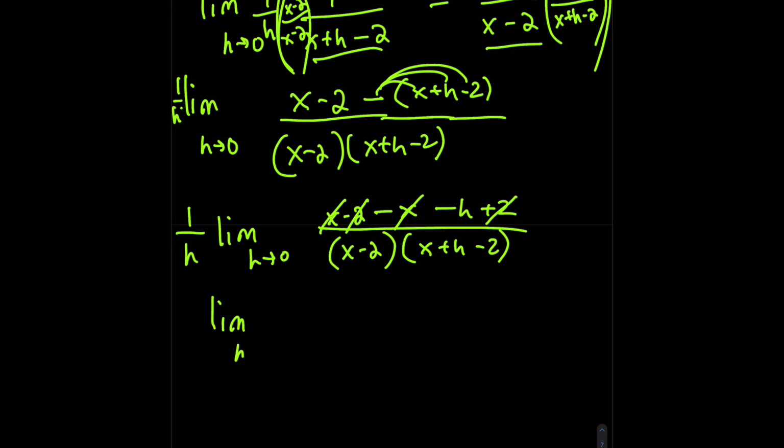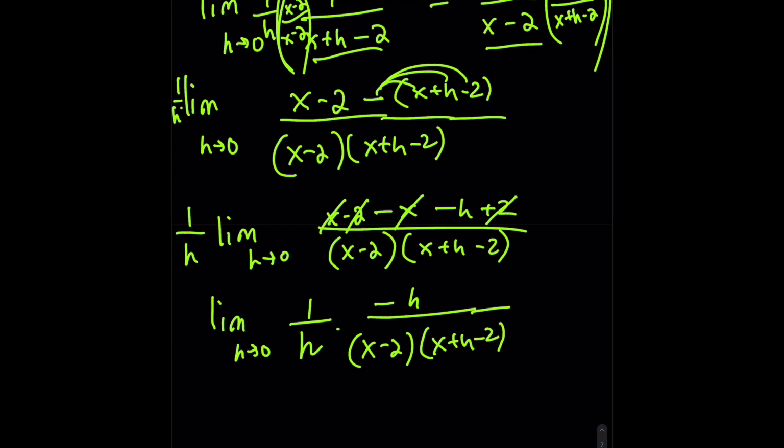So we have the limit as h goes to 0. I keep sort of playing with where this 1 over h is, and that's okay. It's all just multiplied together. Now we have h in the numerator and h in the denominator. h divided by h is 1. So there's still a negative 1 up top. So we have negative 1 over the limit as h goes to 0 of x minus 2 times x plus h minus 2.